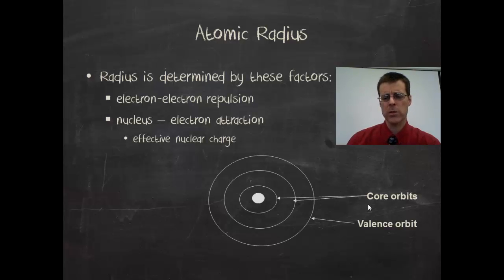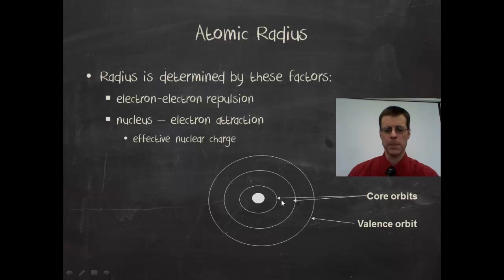We also want to make sure we understand what's going on with the electrons. So when we talk about electrons, we're talking about valence electrons, and they're out here in the valence orbit. And we have core electrons, and they're in the core orbits. And the radius is the distance between the nucleus and the valence orbit. So this distance here, which is a pretty messy way of drawing it, but we're going to live with it.